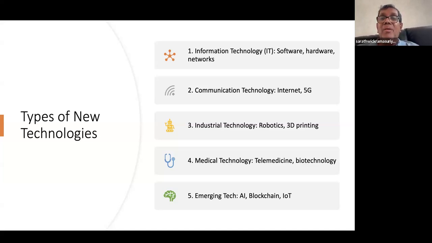And there are medical technologies, such as telemedicine and biotechnology. And emerging technologies: AI, blockchain, and IoT. Sometimes you may think these must have a different classification, but actually it is very underrated. If you go online and listen to the YouTube archives, you can find many definitions. But whichever definition we are familiar or unfamiliar with, this is the core concept.